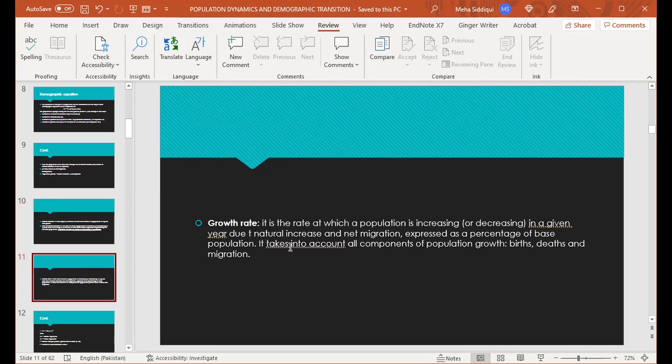Now, what is growth rate? It is the rate at which a population is increasing or decreasing in a given year due to natural increase and net migration, expressed as a percentage of base population. It takes into account all components of population growth, that is births, deaths, and migration.